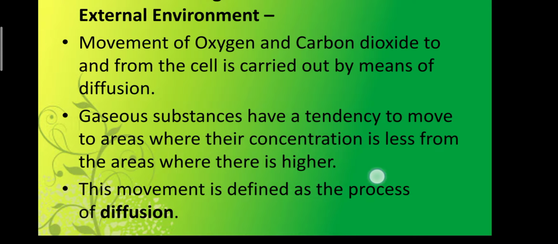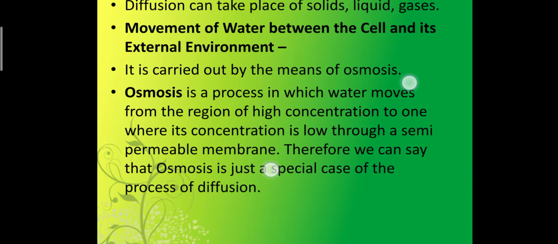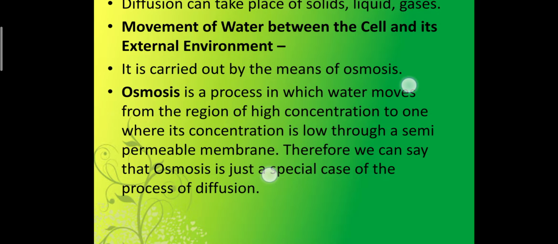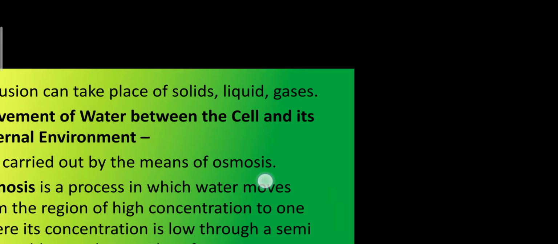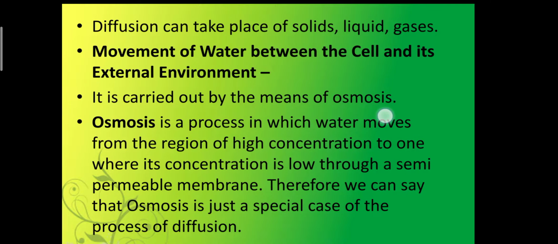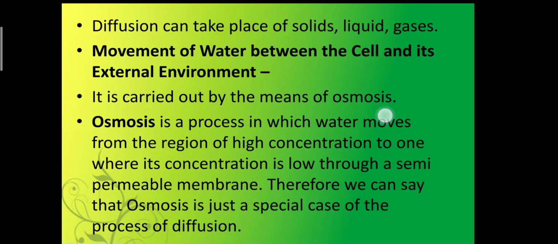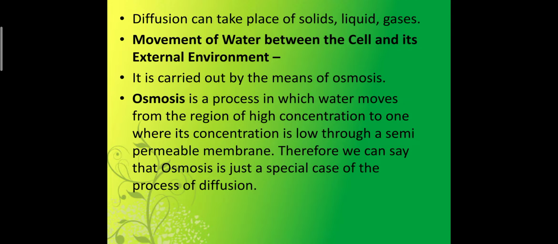This movement from higher concentration to lower concentration is known as diffusion. Diffusion takes place in solid, liquid and gas, all three forms. That was about carbon dioxide and oxygen. If we talk about the movement of water, then it is carried out through the process of osmosis, in which water moves from a region of higher concentration to a region of lower concentration through a semi-permeable membrane. This is why we can say that osmosis is just a special case of diffusion.